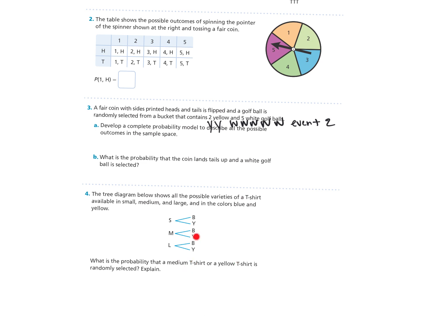So it could be a medium blue, and that's okay because it meets the requirement of being a medium. But large blue would not work because it's not a medium or a yellow t-shirt. So it has to be yellow or it has to be a medium. It could be both, and that's okay too because that means it meets both of those requirements, but it has to be at least one of these two. And it is randomly selected, so you tell me what is the probability. Again, it should be a fraction favorable over the total outcomes.